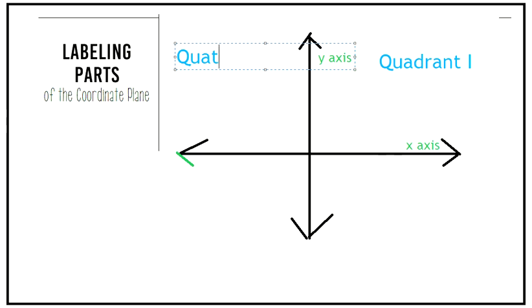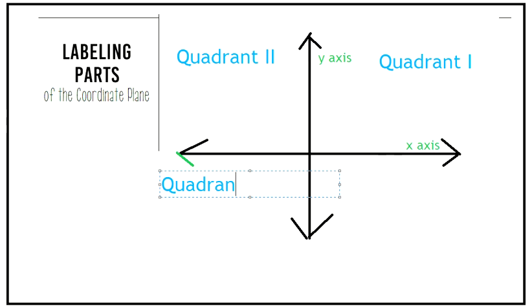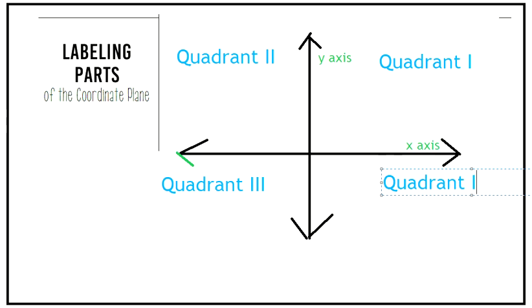This one's going to be quadrant 2. Then you go down and it's going to be quadrant 3. Again, we're using Roman numerals. We will not use actual numbers. That's very important. And then we have quadrant 4. So those are your four quadrants. So you start in the top, in the upper right one, and then you go around in a circle that is counterclockwise to label your four ones.